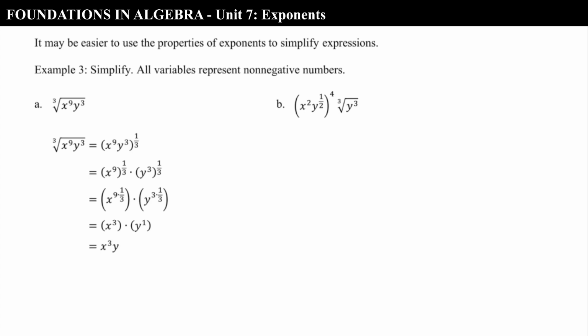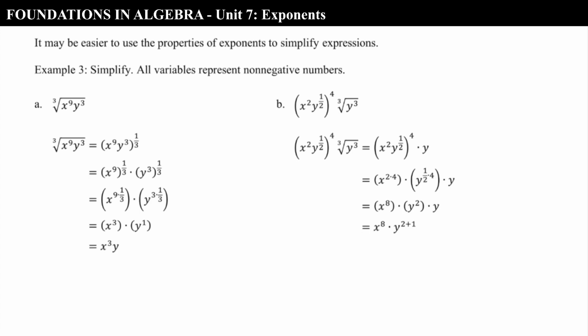For b, we're going to leave that front term alone. And then the cube root of y to the third is just y. Now we're going to take power to a power. We'll split up our x's and y's in the first term, multiply our powers, and get x to the 8th, y squared. We will do our product rule for our y terms, so y to the 2 plus 1, so we end up with x to the 8th, y to the third.